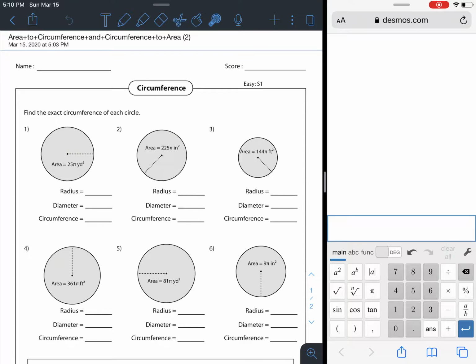All right, guys, next practice: area to circumference and circumference to area. If you've not downloaded that, go to Canvas and download it, press pause.